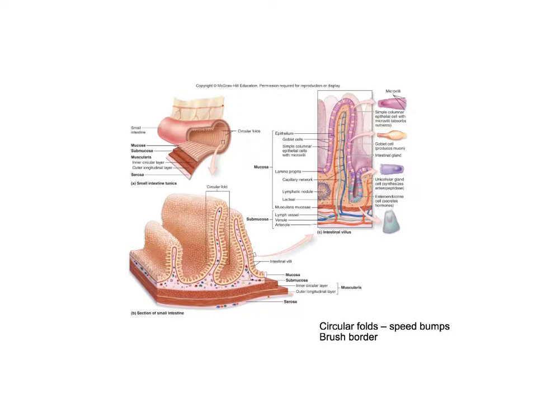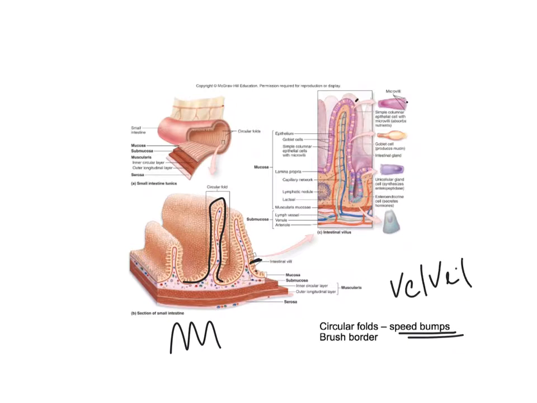Here's another image that shows you what the circular folds look like. The book, I think, describes them as speed bumps. But here's the circular fold, and then there's the villi, and then on the villi are microvilli. So it's just layer upon layer of little fingers. Just think velvety, like tons and tons of little brushes. And the idea is they're going to increase the surface area for digestion and absorption.